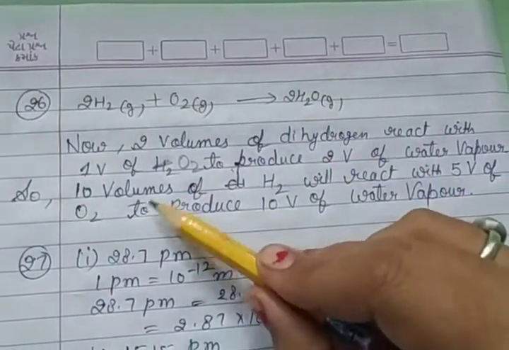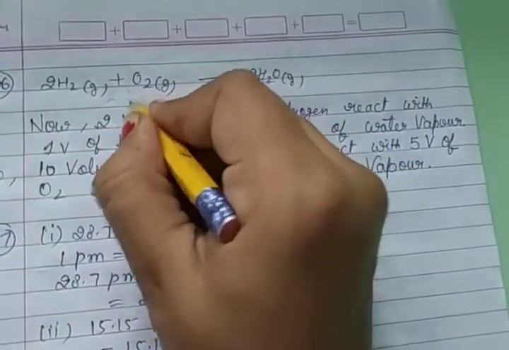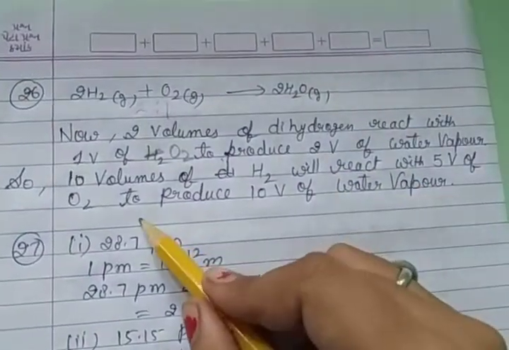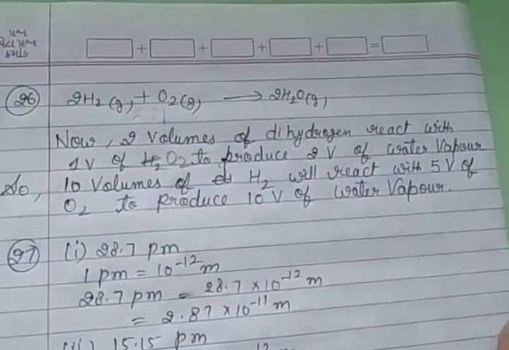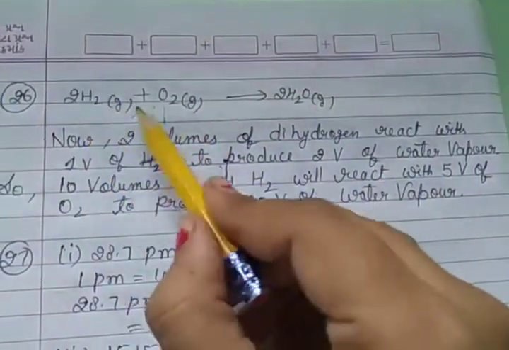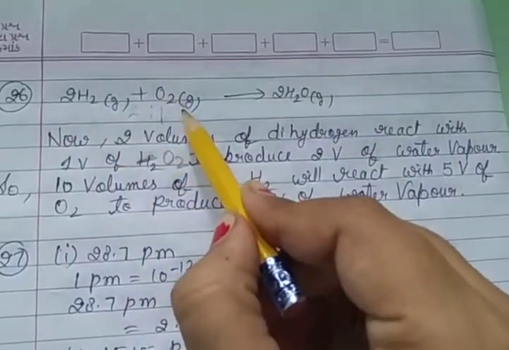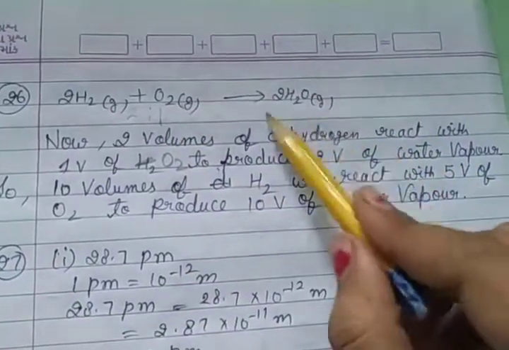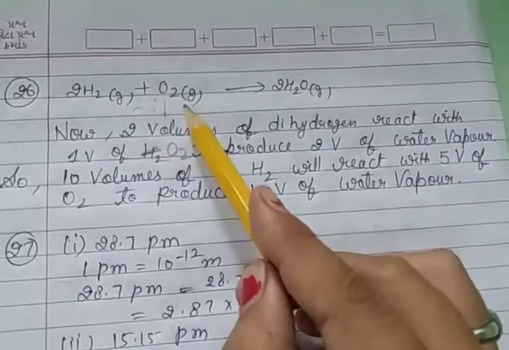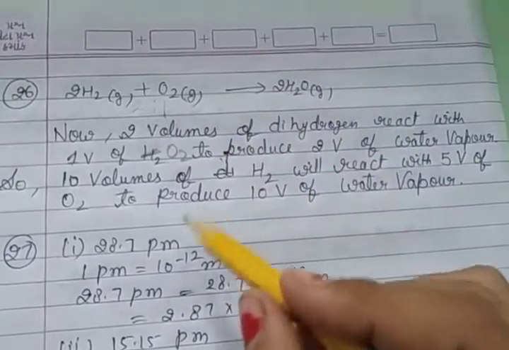Here 10 volumes of hydrogen are given, and the ratio is 2:1. So 10 volumes of hydrogen will react with 5 volumes of oxygen, and produce 10 volumes of water vapor. Simple. Initially, you have to see how much amount is used. Since 2 volumes of dihydrogen react with 1 volume of oxygen and produce 2 volumes of water vapor, 10 volumes of hydrogen will react with half, 5 volumes of oxygen, and produce the same amount, 10 volumes of water vapor.